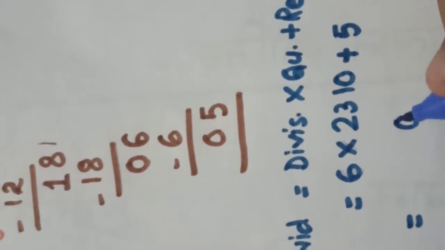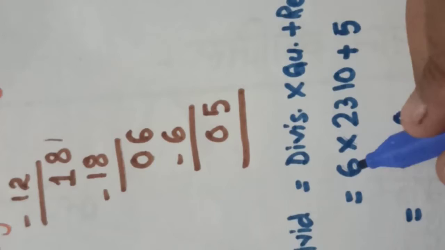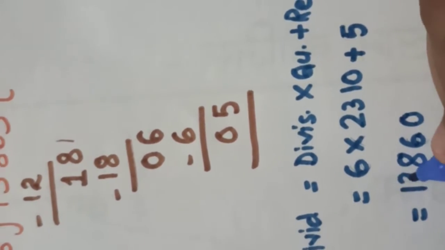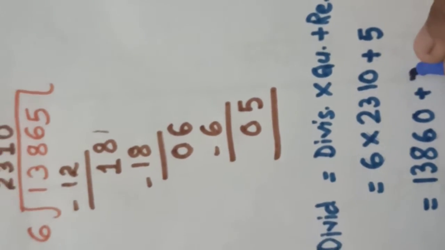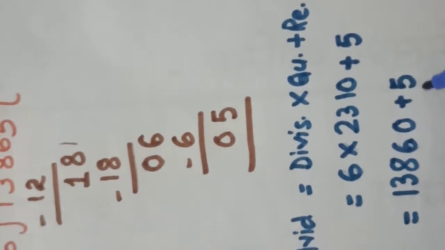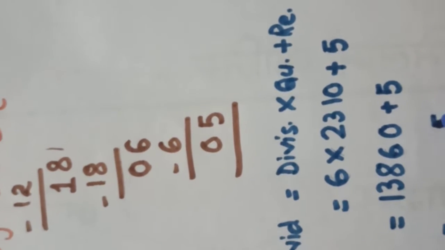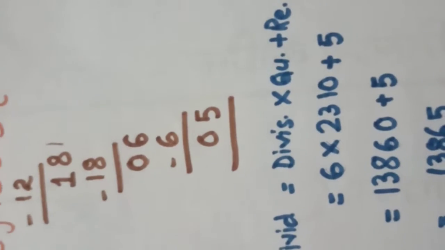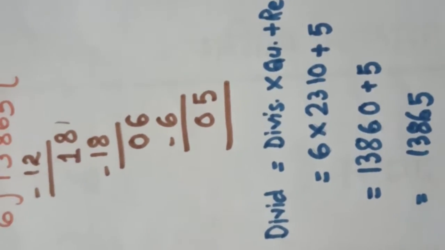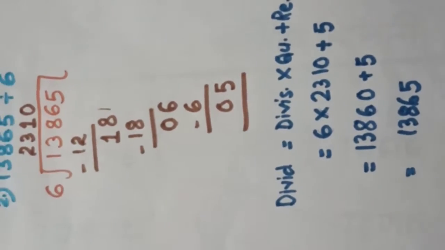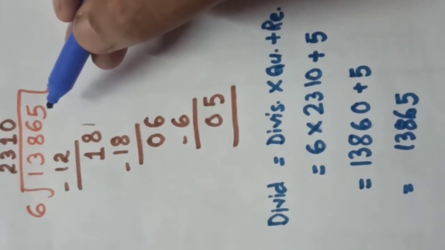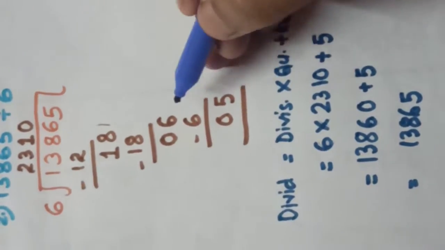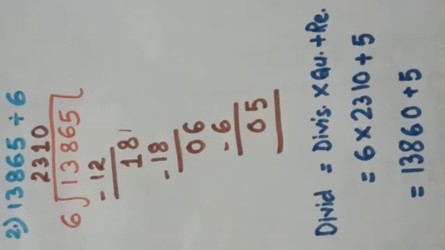6 zeros are 0. 6 ones are 6. 6 threes are 18, 1 will go and carry. 6 twos are 12 plus 1, 13. Okay, plus 5. Now 5 added to this 0 will give us 5, and the rest of the digits will remain the same. Now this is our answer. Fine, and see, this number and this number are exactly the same. So it means our division part of this sum is correct.